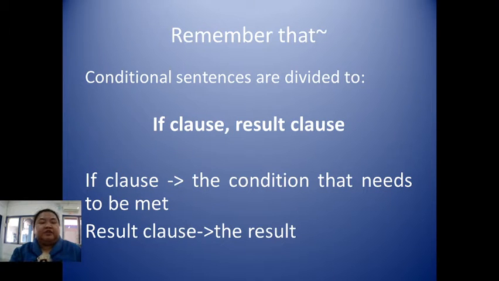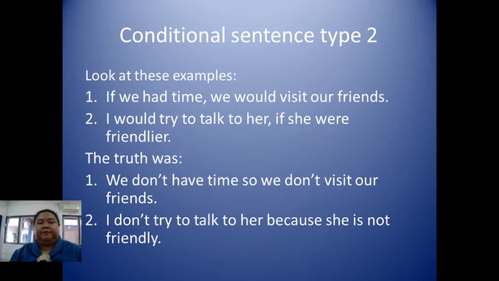So in here I also explain what an if clause is. That will be the condition that needs to be met, and of course the result clause would be the result. We will use will or would depending on what type of conditional we have. Now let's look at conditional sentences type 2.